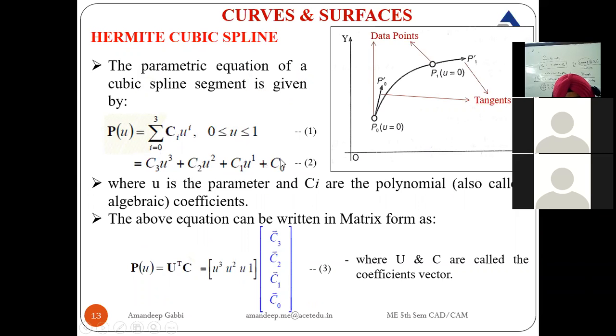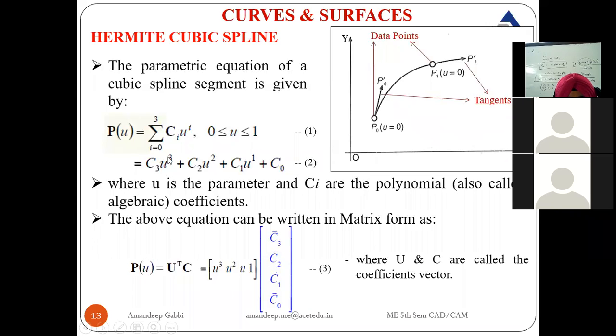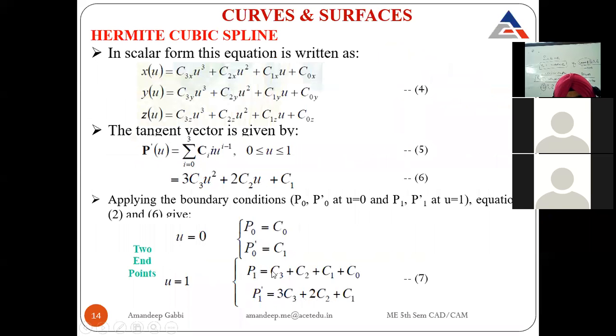Now there is no u in this term, so this will be C naught. This is how P naught is equal to C naught comes out. Now when you put u equal to 1 in this equation, this becomes C3, this becomes C2, this becomes C1. There is no u, this will become C naught. Now P1 is equal to C3, C2, C1, C0, right?